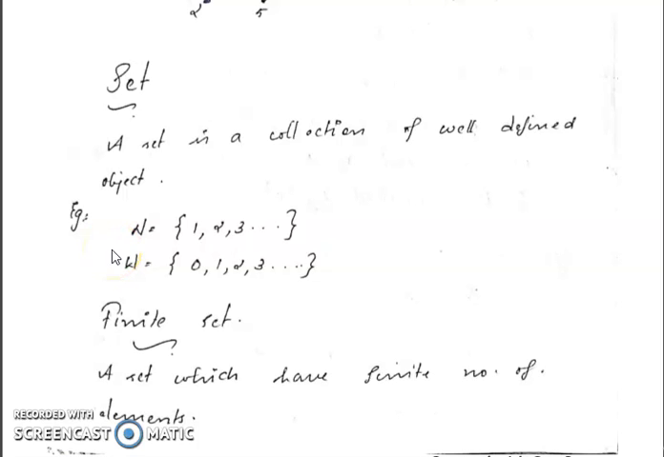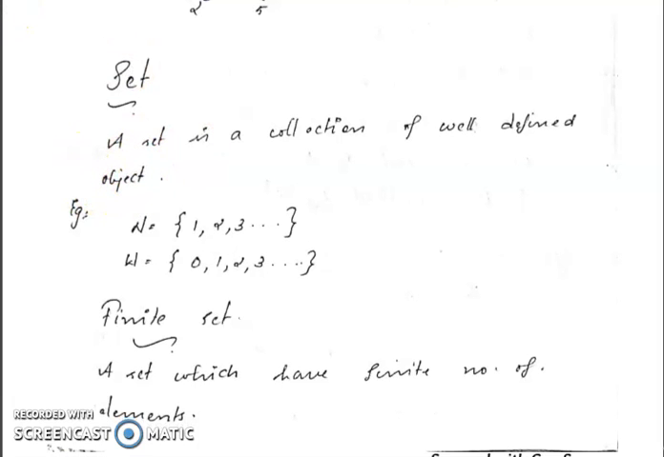Okay, in this video we will learn about sets. A set is a collection of well-defined objects. Example, N is equal to {1, 2, 3, ...}, the set of all natural numbers. W is equal to {0, 1, 2, 3, ...}, the whole numbers.